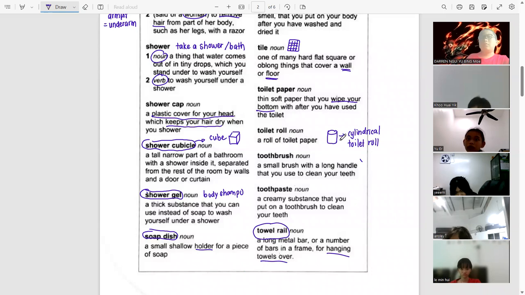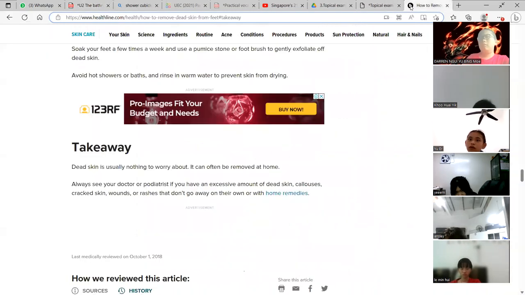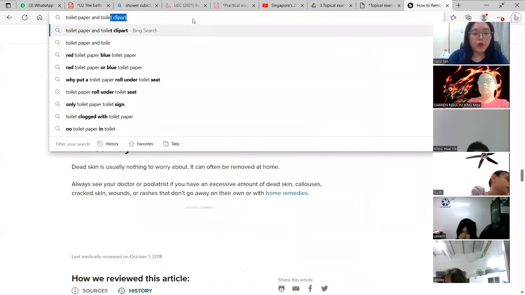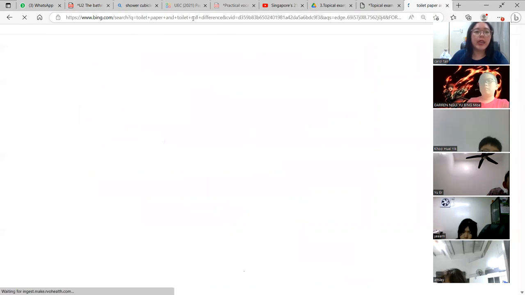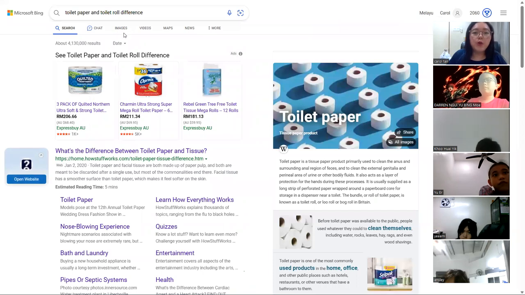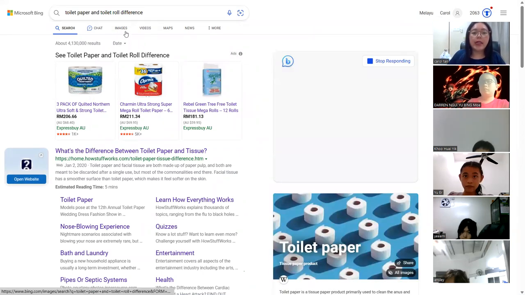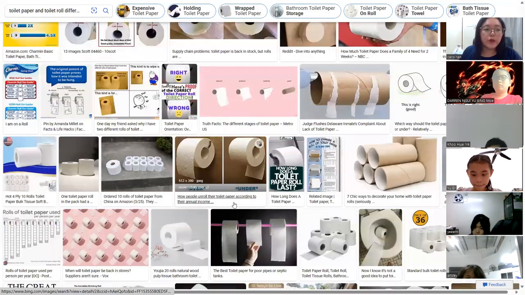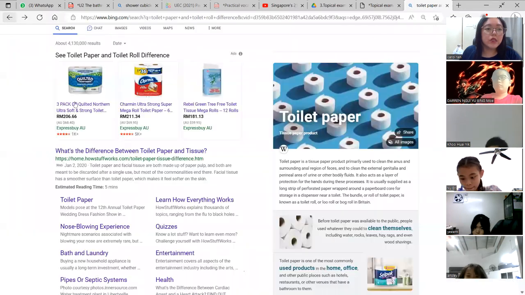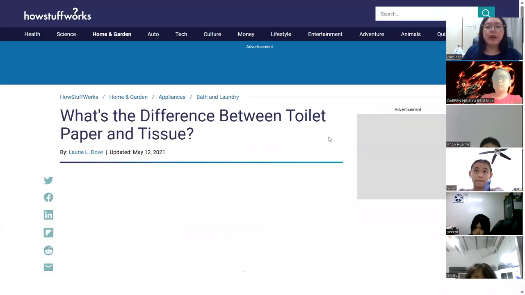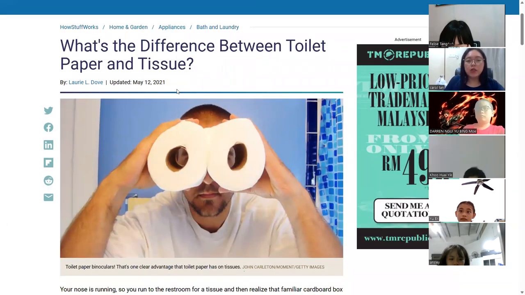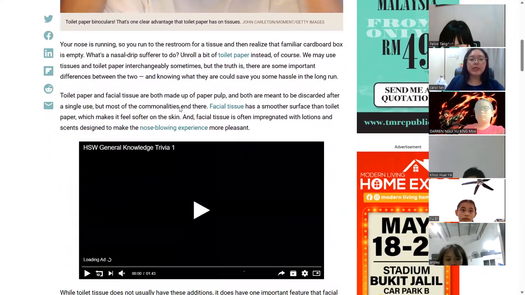The difference between toilet paper and toilet roll. Got any difference? Toilet paper and toilet roll difference. So I think it's the same one. Okay, let me see. I think it's the same one. This is the toilet roll. What's the difference between toilet paper and tissue? I think toilet paper is tissue paper. Okay, toilet paper is the same as tissue paper.